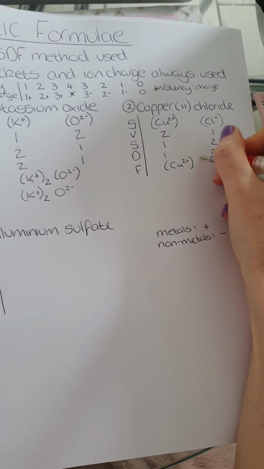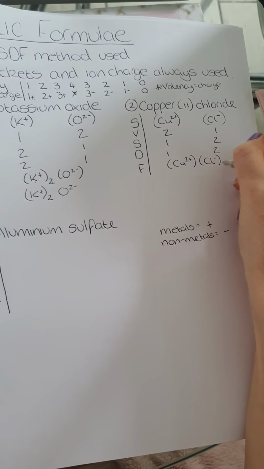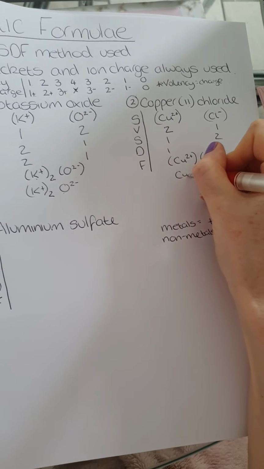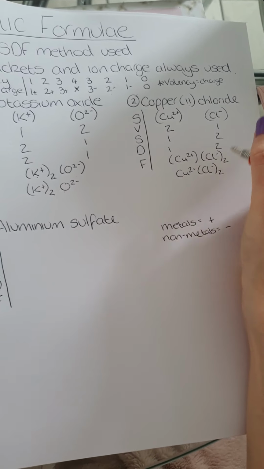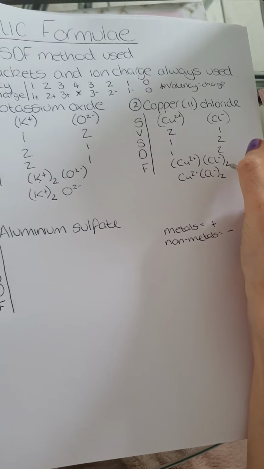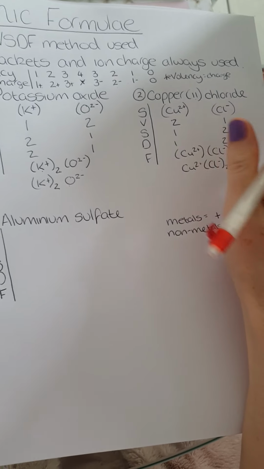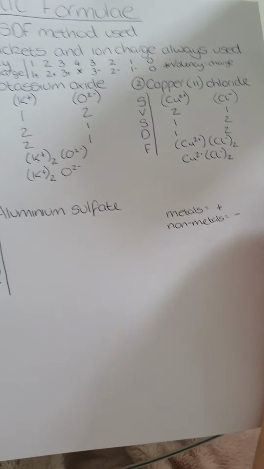We become Cu2 plus. You don't need to put the 1. Cl minus 2. So it could be rewritten like this. You cannot, if you remove those brackets and there's a number outside, you're getting your answer wrong, even though you've done all that work, and it's only 1 mark.